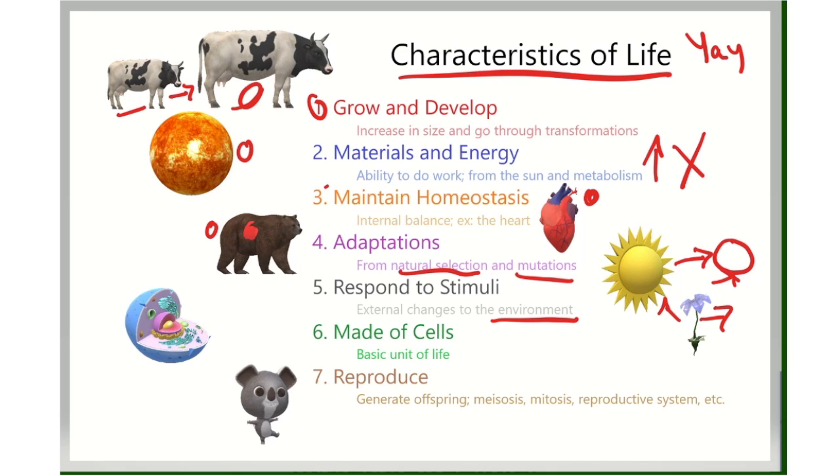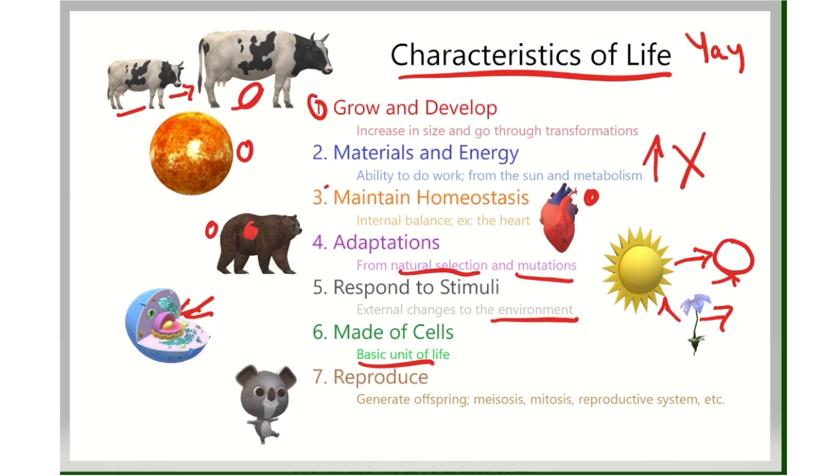Now, the sixth characteristic of life is that it's all made up of cells, and cells are the basic unit of life. As you can see, this is an animal cell, and we'll be going into more detail of each of these cells, and we'll be going into more detail for the animal cell, the plant cell, and specialized human cells.